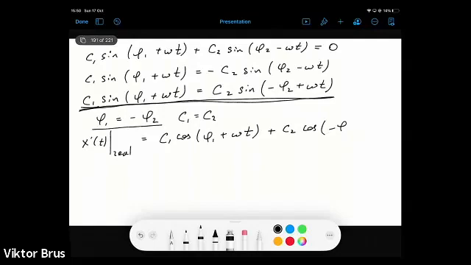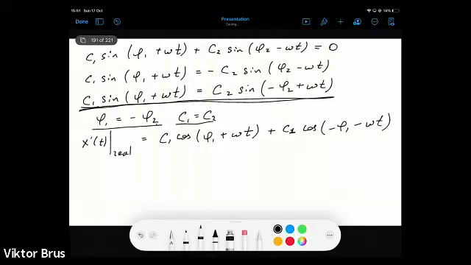So we need to substitute in the real part of function x prime both C1 is equal to C2 and phi 1 is equal to minus phi 2. So I forgot about this part. So that's why we can write here C1 instead of C2, because they are equal to each other. And instead of phi 2, we write minus phi 1 minus omega t.